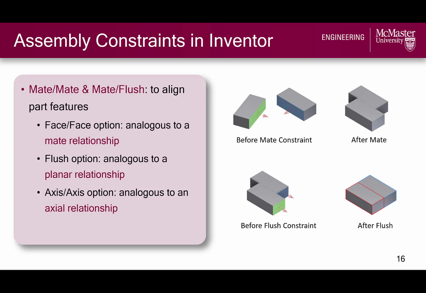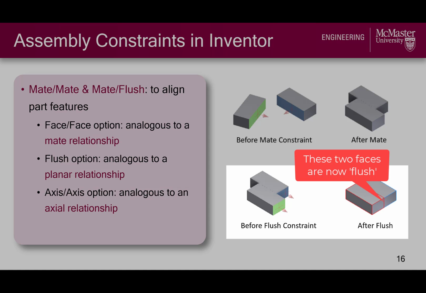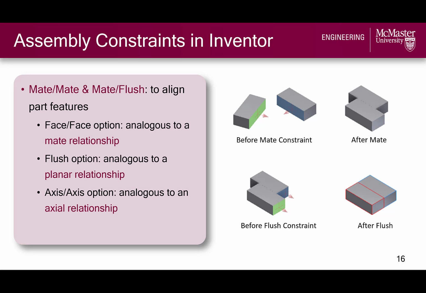To start, Inventor's first constraint option is a mate and flush constraint to align part features. There are different options for this constraint that essentially allow us to perform a mate relationship, a planar relationship, or an axial relationship. The face-to-face option gives us the mate relationship, the flush option gives us the planar relationship, and the axis-to-axis option gives us an axial relationship.